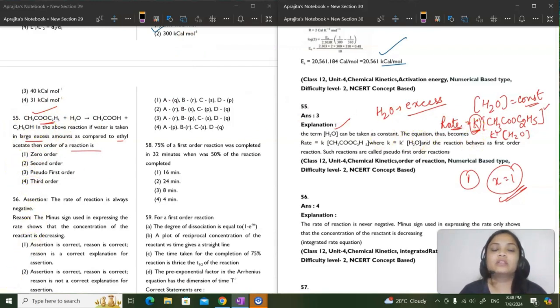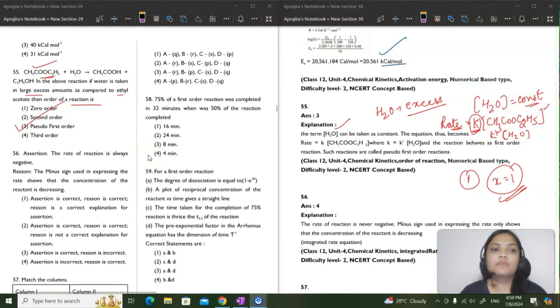Alright. So in such reactions which are not actually first order reactions, but they behave as first order, are known as pseudo first order reactions. So the answer is going to be option 3, because here the concentration of H2O we are taking to be constant, because it is in excess.